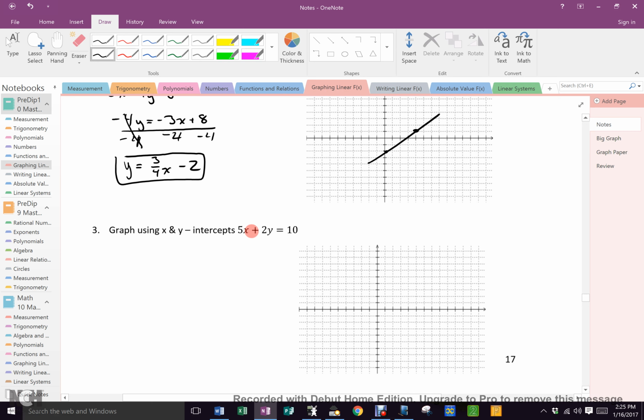X and Y intercepts, just to remind you, if I'm using X and Y intercepts, if I'm using Y, what happens to the X? The Y-intercept is 0y, the X-intercept is x0. Then I substitute in, don't I? When that 0 goes in for x, what happens to x? It's gone. I end up with 2y equals 10, correct? When that 0 goes in for y, I end up with 5x equals 10.